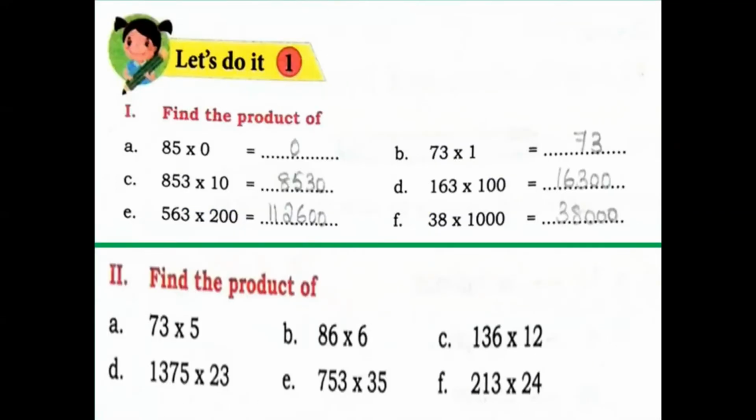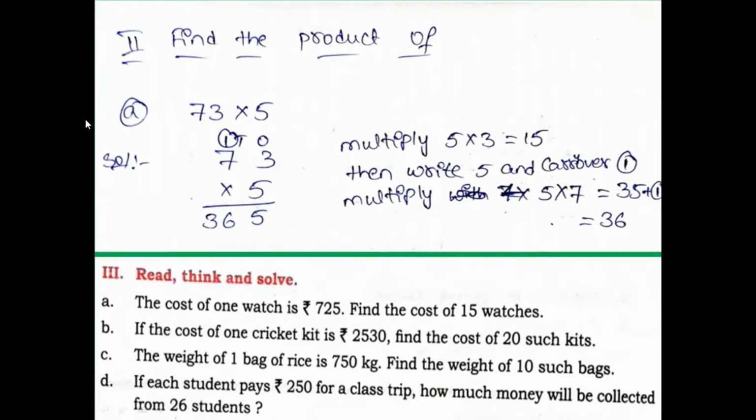Let us do it. Find the product of 0. When we multiply with 0, the product is 0. 85 into 0, how much? 0. 853 into 10, how much? Say the number followed by 1 zero. 8530.